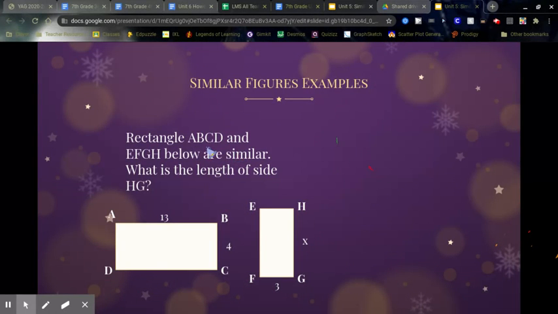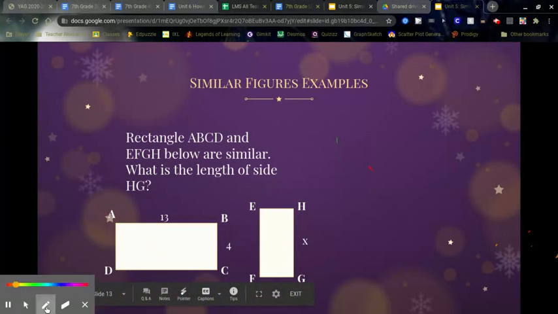Rectangle A, B, C, D, and E, F, G, H below are similar. So A goes with E, B goes with F, C goes with G, and D goes with H. What is the length of the side HG? So we're going to redraw them. Let's redraw this small one.